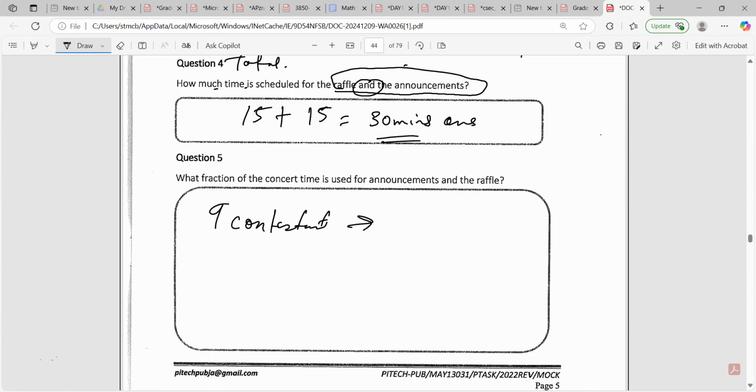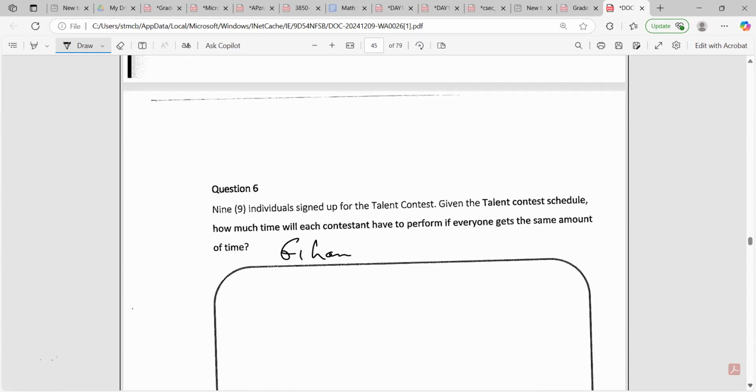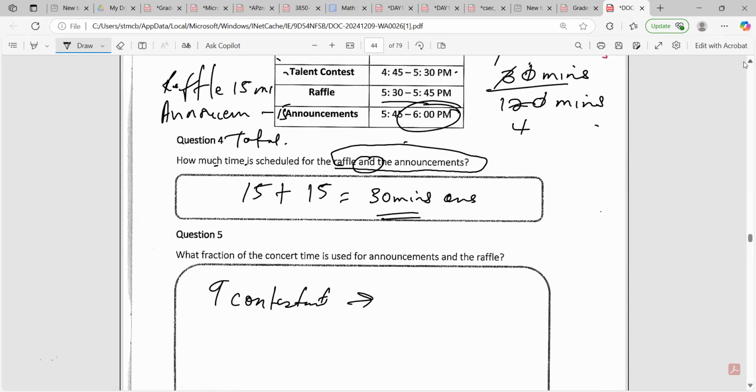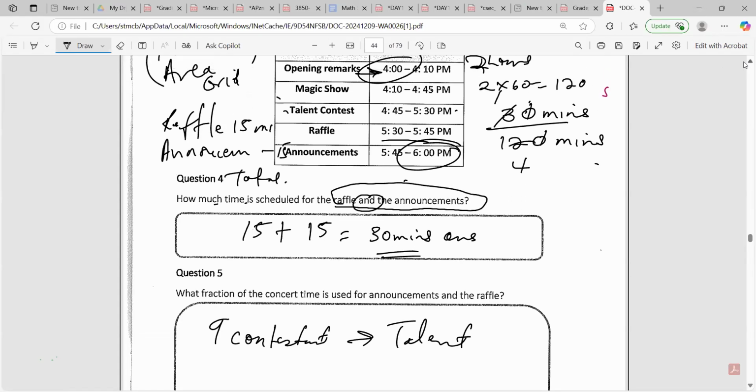And let me just go back down to see what it was. Oh, it's a talent contest. All right. And we are comparing now. Go ahead and do that, guys. Talent contest, based on the time given, if each person gets an equal amount of time, how much time will each person get? And I'm going to go to the WhatsApp now.